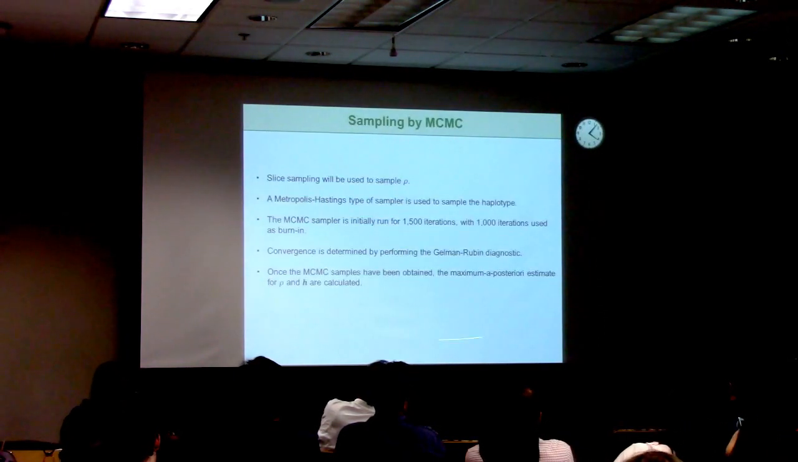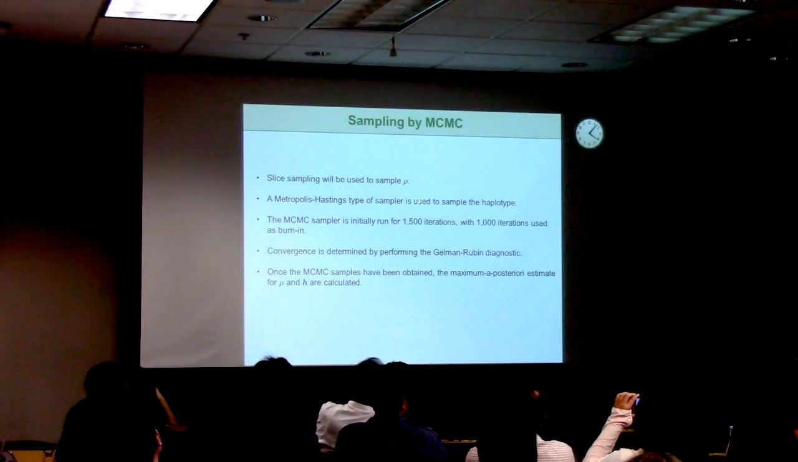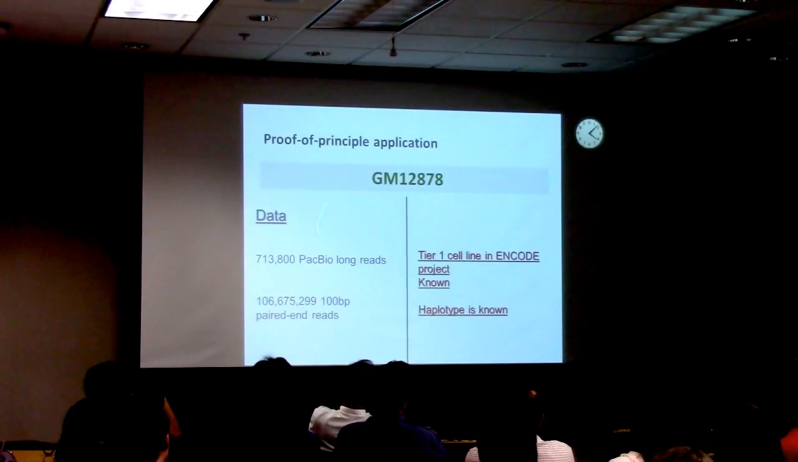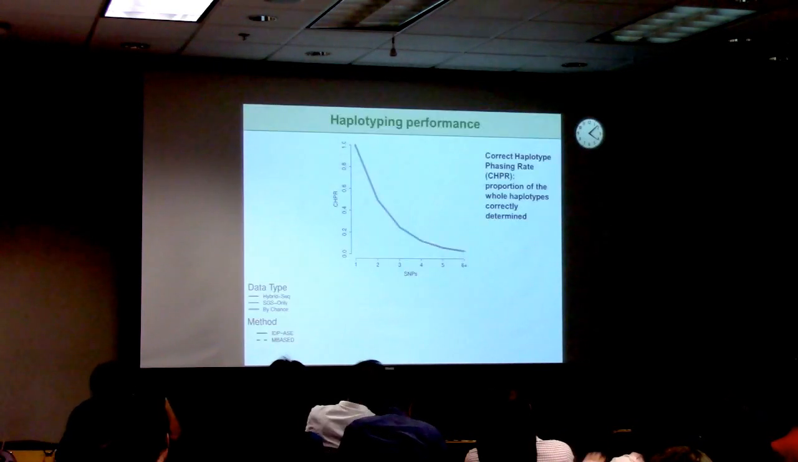And then what remains is pretty simple. You can sample the joint distribution by MCMC, but here you recall that we have the sample rho, a continuous value, and also the sampled binary haplotype. Very typical MCMC here. And then we apply it to a gold standard, the cell line called GM12878. This cell has been studied for many years. We know the haplotype already, so this is a gold standard haplotype we can use.